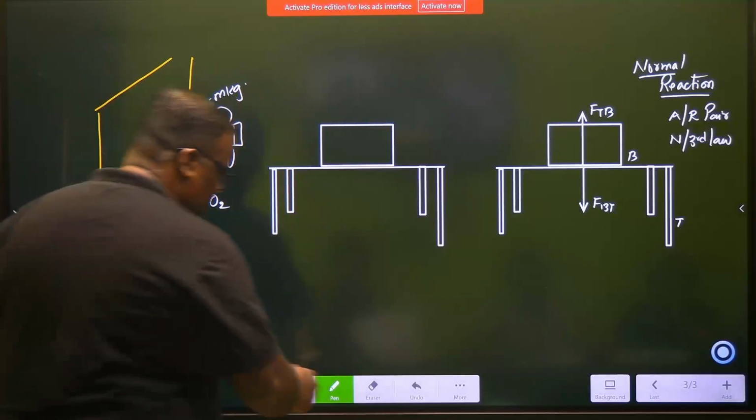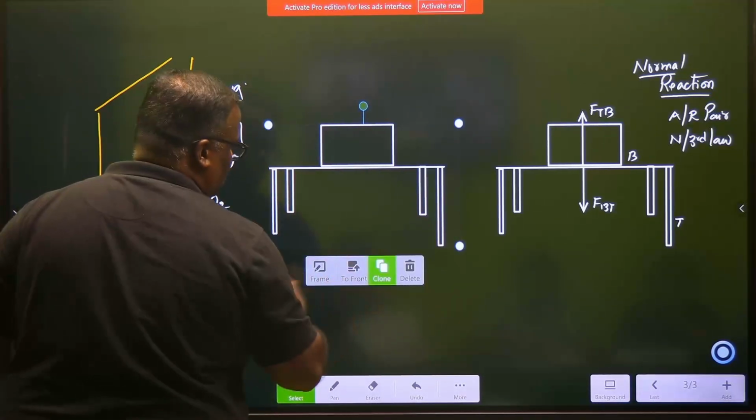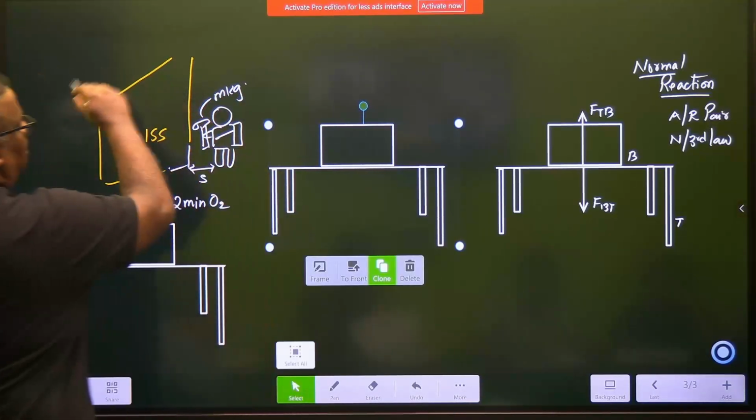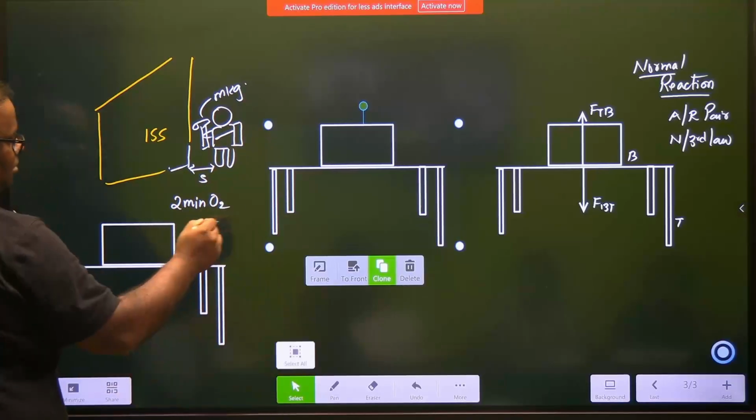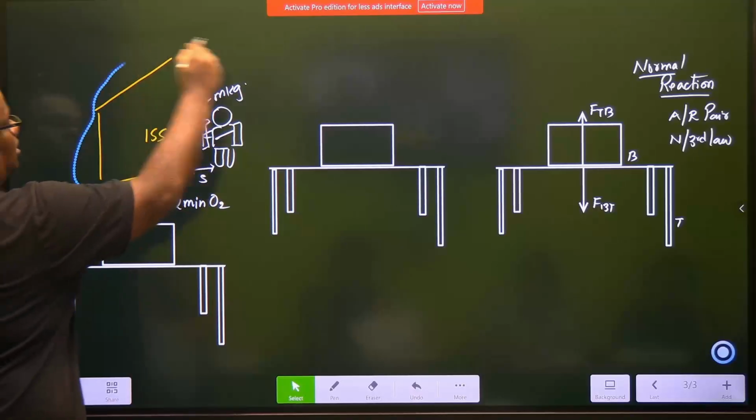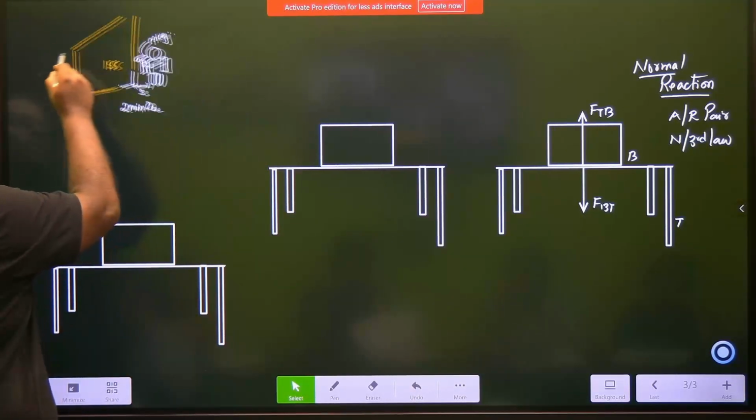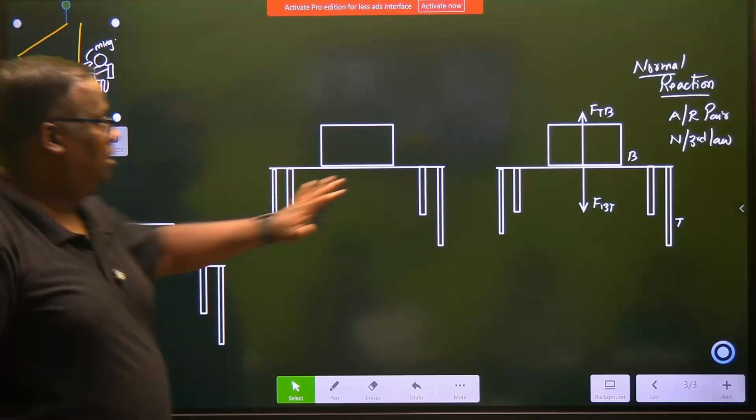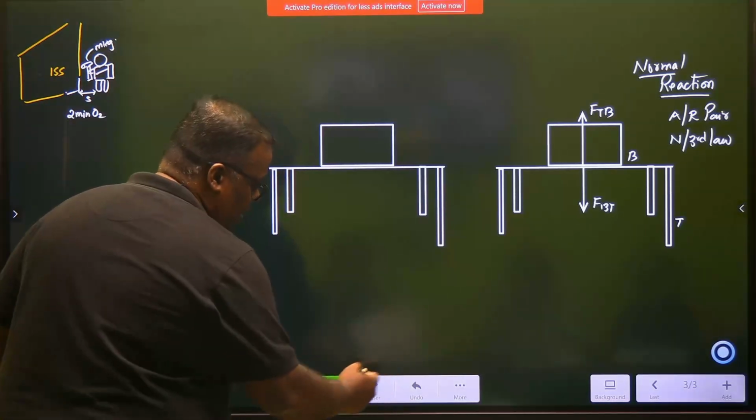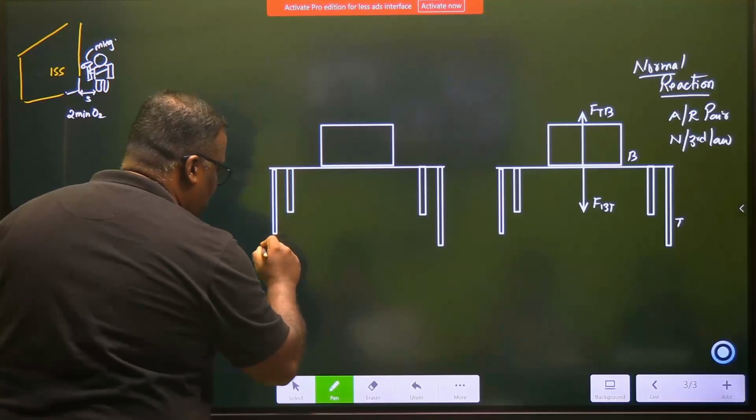Wait, let me replicate this. We have to draw one more diagram also. So let's keep one more diagram here, and we'll just reduce this diagram size. This you have understood, right? So let it be here. Now, have you understood this? Correct. Now, don't you think that this table is actually resting on Mother Earth?